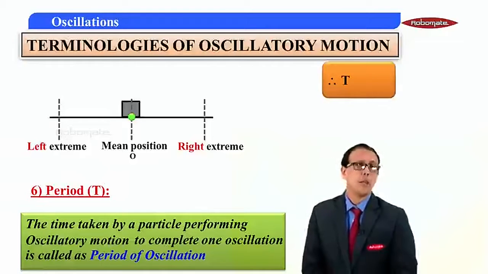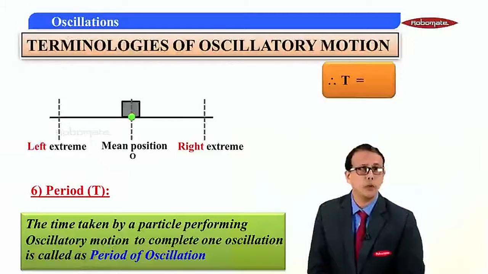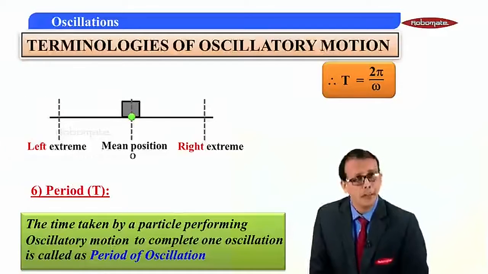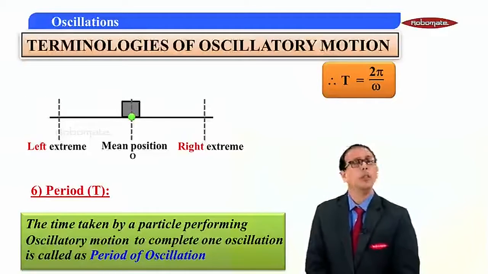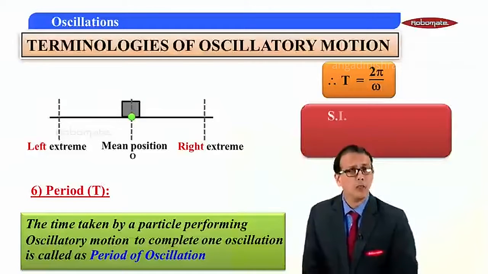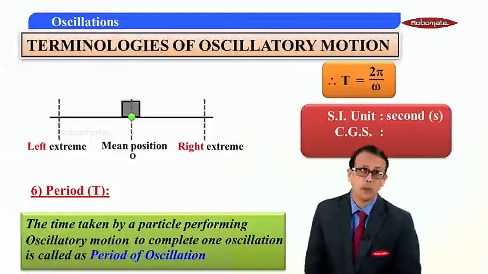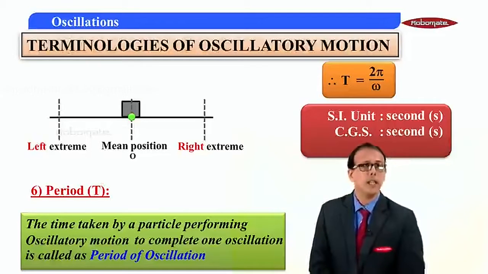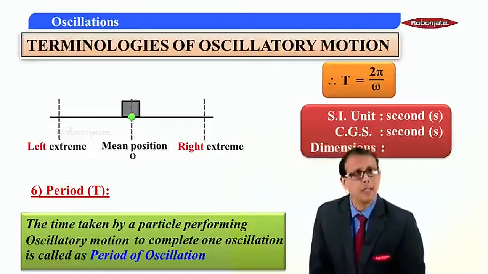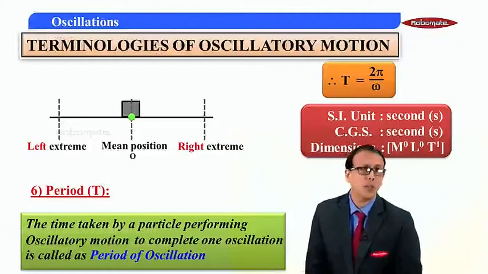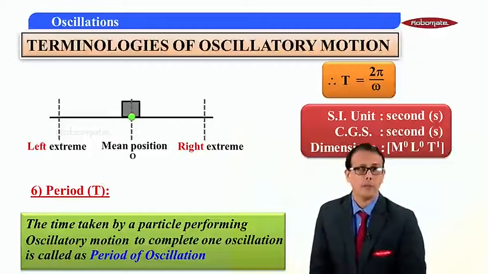Formula: capital T, time period, is equal to 2 pi by omega. The formula remains the same as in circular motion. The units: SI unit will be second since it's time. CGS unit also remains the same, seconds. And dimensions being time, it will be M raised to 0, L raised to 0, T raised to 1.